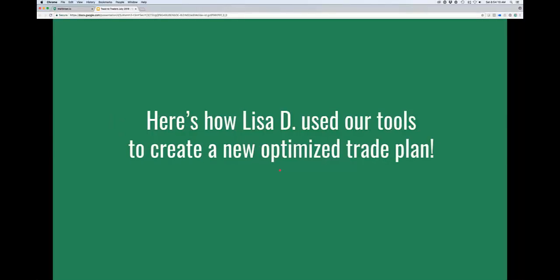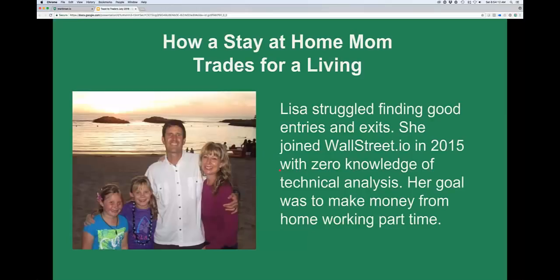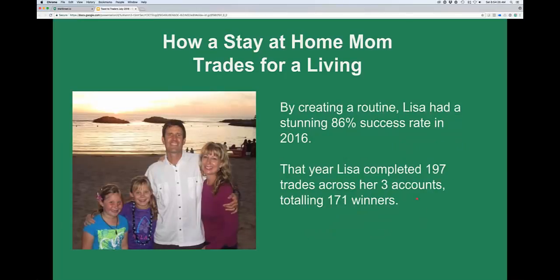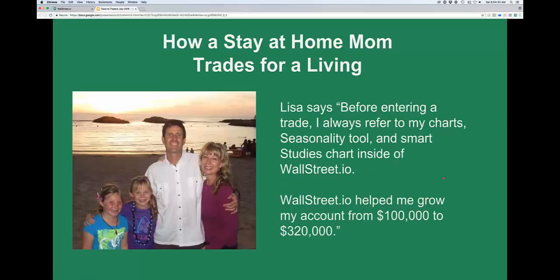I want to highlight Lisa D and how she uses our tools. Lisa struggled finding good entries and exits, and she joined Wall Street AO a few years ago. Zero knowledge of technical analysis. Her goal was to make money from home working part-time. In 2016, she made 171 winners out of 197 trades. She was very, very active, and that year, she grew her account from $100,000 to $320,000, and this has been validated using payday cycles and using stock only, no options.